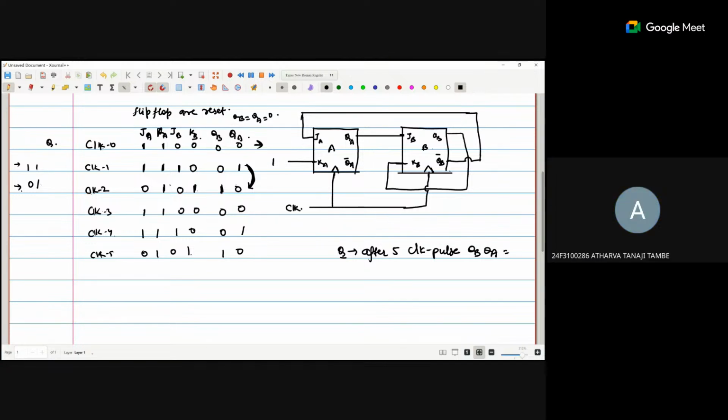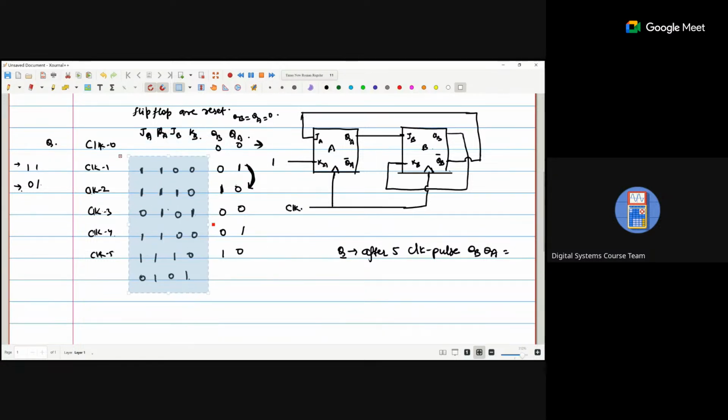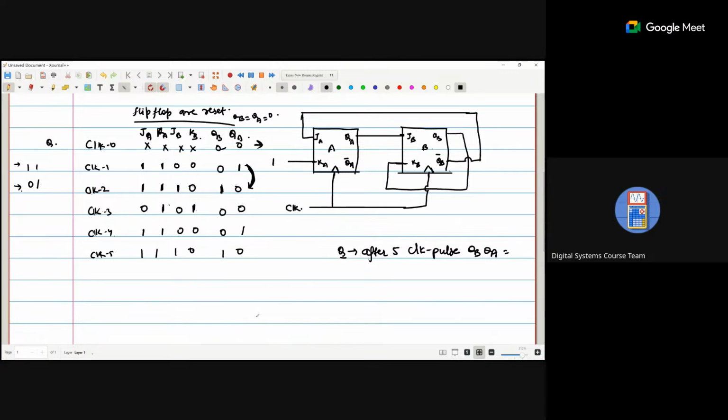Sir, after clock 0, at clock 1, how did you find that QB and QA are 0 1? Wait a minute. If you are getting confused, we don't know the values of JA, KA, JB, and KB. But we know that at clock 0, QA is 0 and QB is 0. It is given in the question: flip flops are reset. That means QA and QB both are 0.